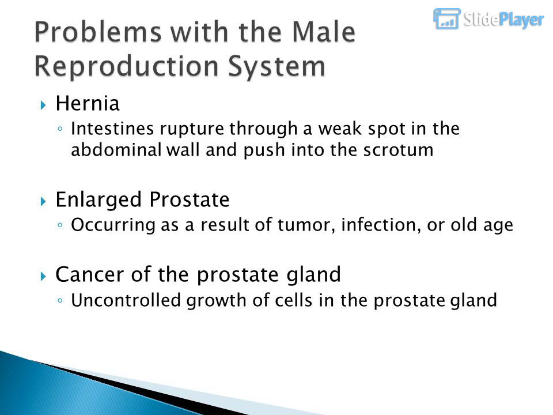Hernia: intestines rupture through a weak spot in the abdominal wall and push into the scrotum. Enlarged prostate: occurring as a result of tumor, infection, or old age. Cancer of the prostate gland: uncontrolled growth of cells in the prostate gland. Prostate cancer often occurs in older men. Testicular cancer occurs most often in males between the ages of 15 and 34.